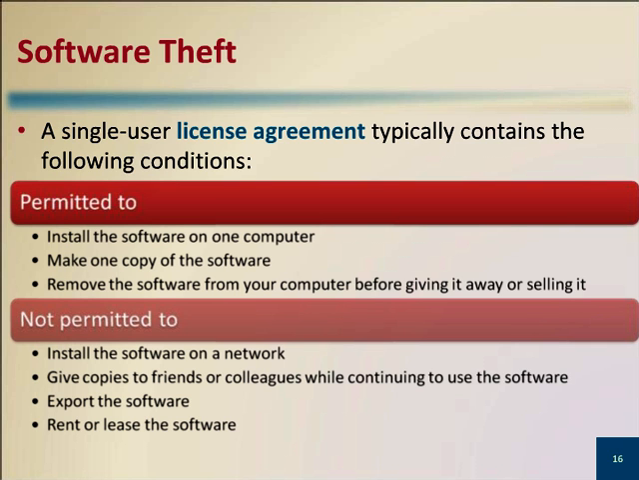A license agreement gives the user the right to use the software. The user does not own the software, but only has the right to use the software under specific conditions. A single user license agreement usually allows the user to install the software on one computer, make a backup copy, and then sell the software only after removing it from the computer.